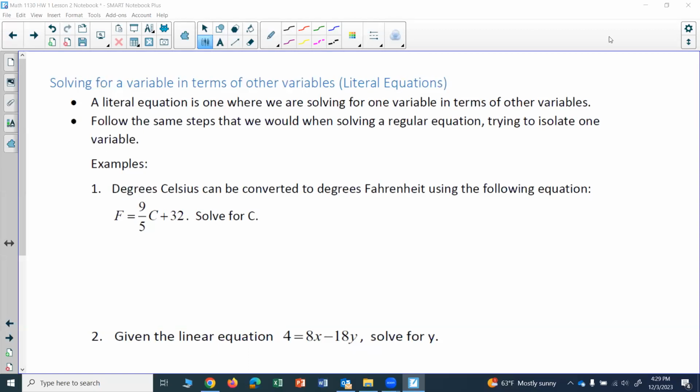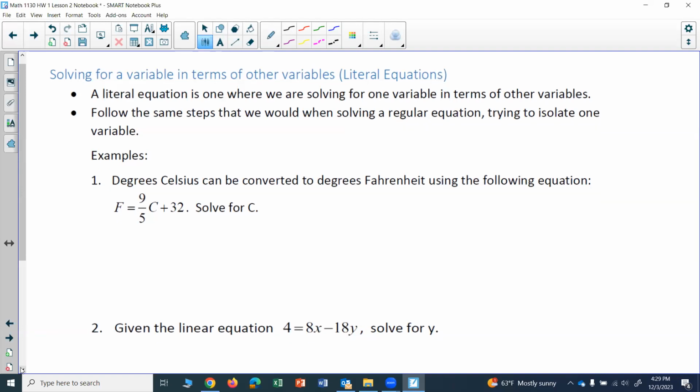This video is about solving for a variable in terms of other variables. These are called literal equations, and what you'll have to do is treat some of the variables like they're numbers and just move them around, just like when we're solving a regular equation. A literal equation is one where we're solving for one variable in terms of other variables, and you follow the same steps that you would when solving a regular equation, trying to isolate one variable.